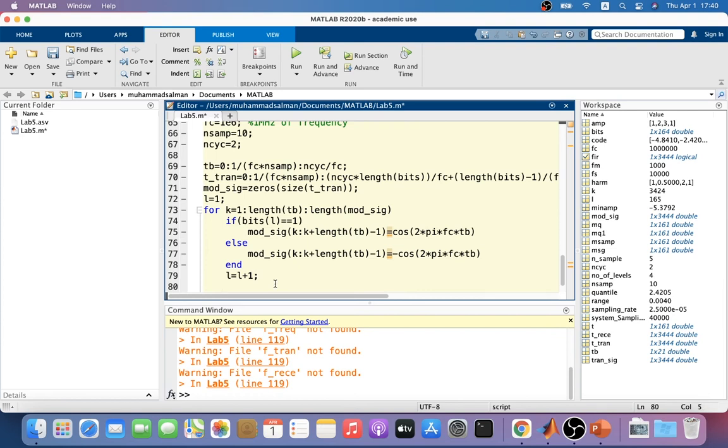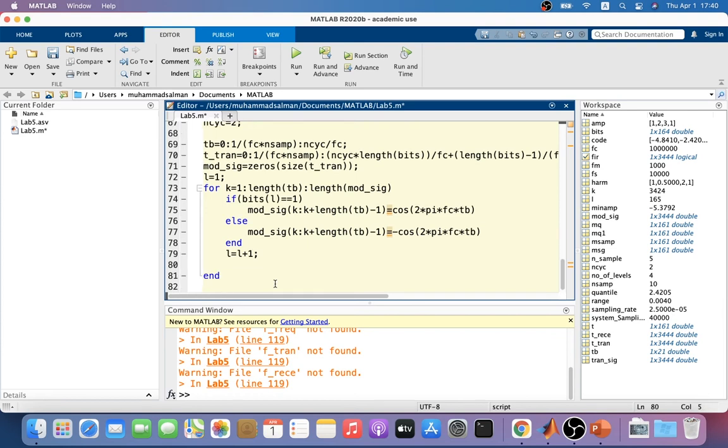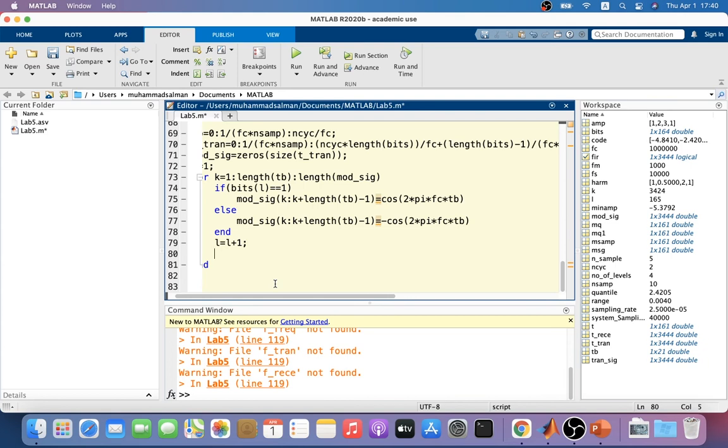So I am done with the modulation. This is how my signal is, and it is called binary phase shift keying because it has only two states. Either the signal is plus or it is minus, right? So the signal can have two signals.